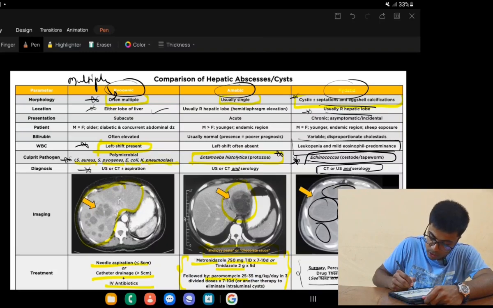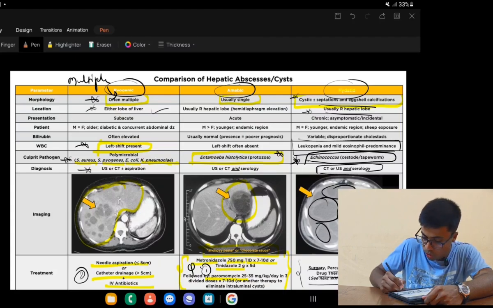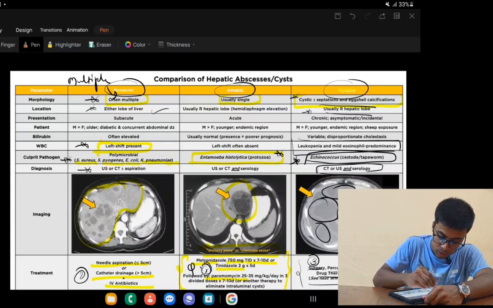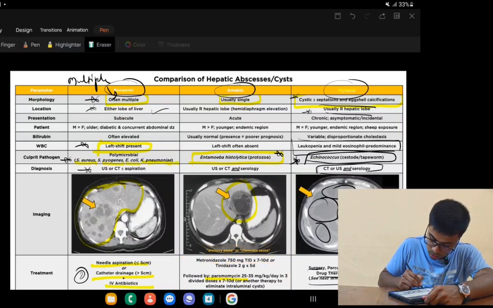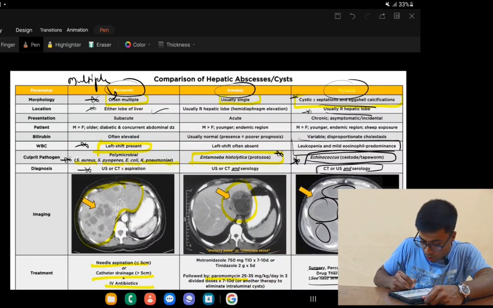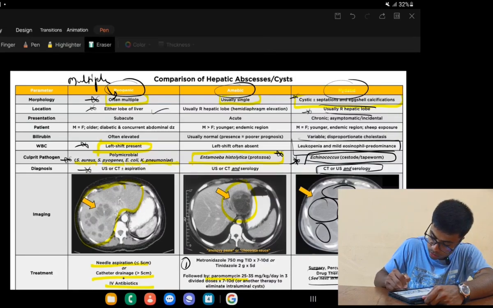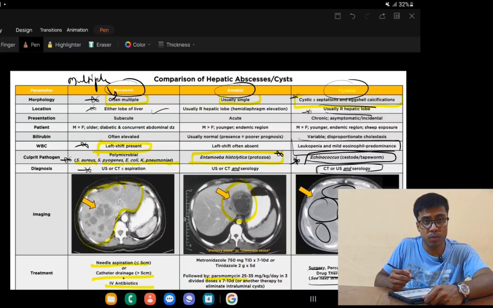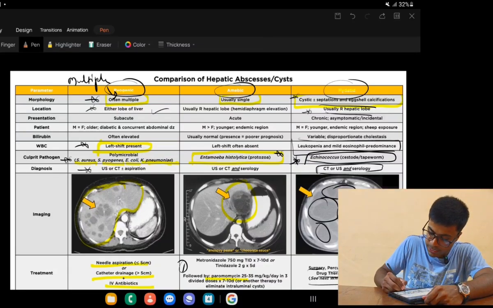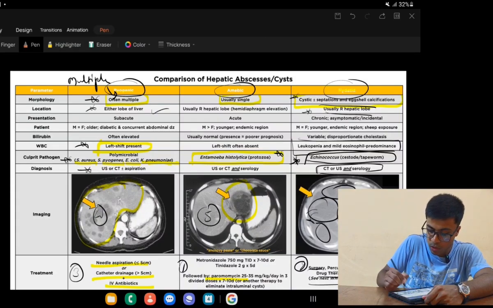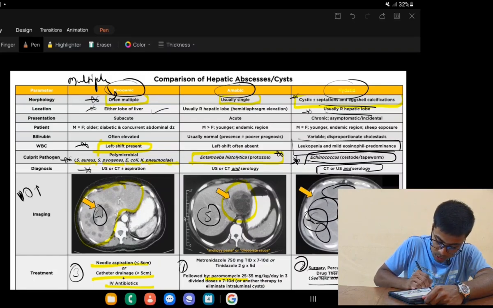So easiest. And this question, so one question, then more questions: first, second, third, fourth, fifth, sixth on imaging basis, then pathogen basis, one more. So from this table at least 10 MCQs can be made.